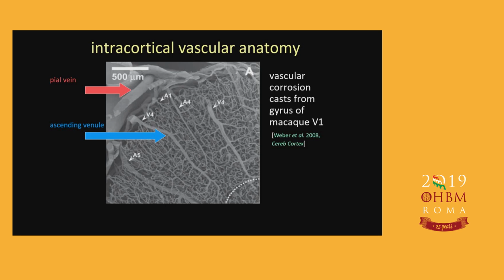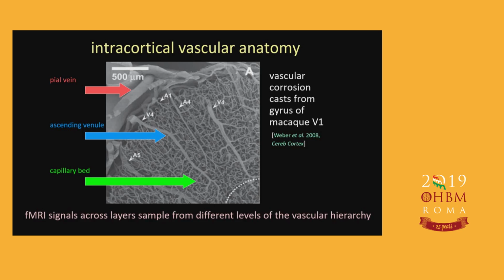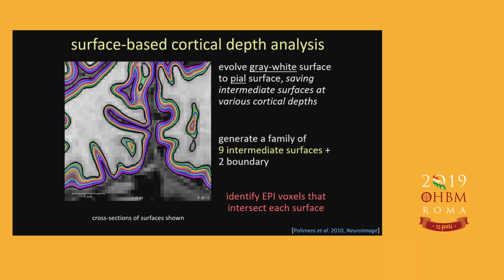These are especially important in the context of laminar fMRI because they can be a source of coupling of the fMRI signals across layers, and I'll be talking about that a little bit more in a few slides. And of course, within the parenchyma there is this randomly oriented capillary bed. So we have to be mindful of the fact that fMRI signals across layers sample from different levels of the vascular hierarchy, and therefore we are expecting to see different couplings and different contributions of the vasculature as a function of cortical depth. In order to perform this first step, we perform a cortical depth analysis.